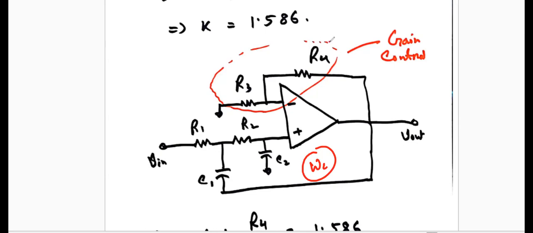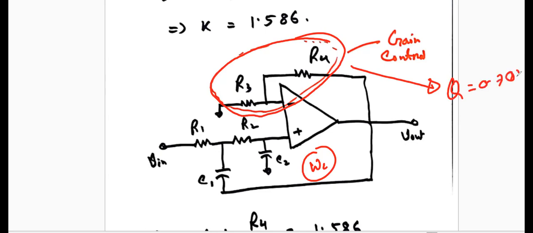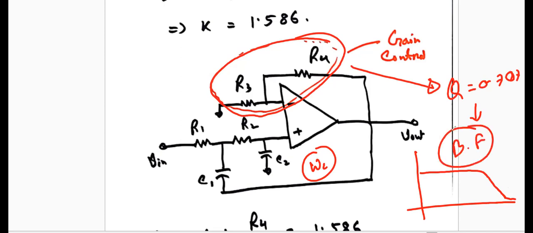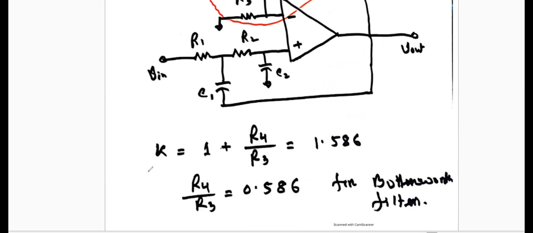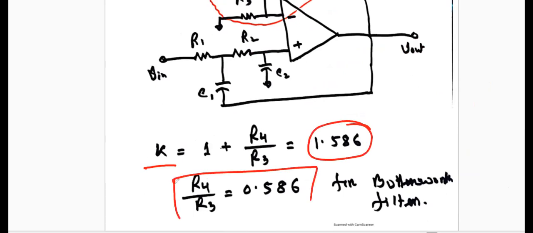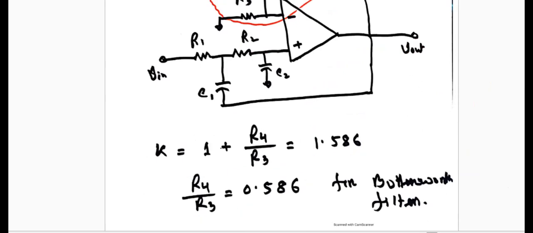What is the purpose of R3 and R4? This will give us the quantity Q equal to 0.707, which will give us a maximally flat response, which is one of the key factors of the Butterworth filter. So there are two sections of this topology, and we have expressed our topology with the equation related to the K value, and we have already mentioned the K value is this, and from there we can find the relation between the R3 and R4.